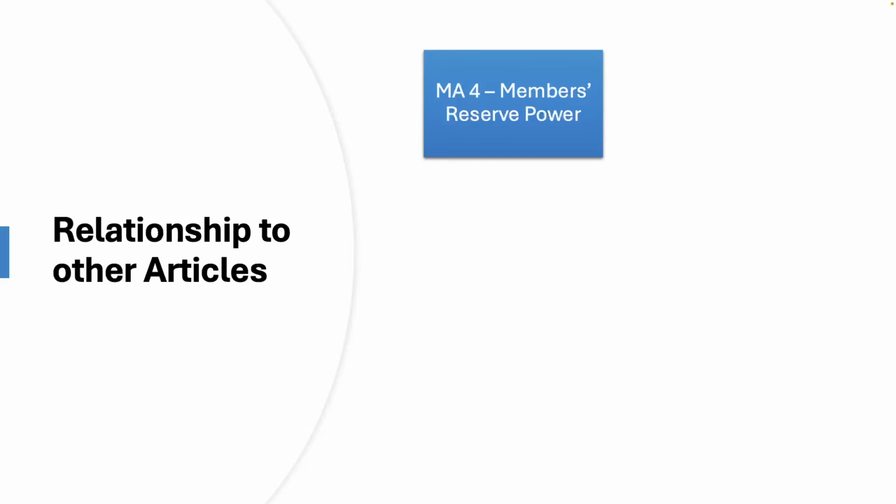So, for example, Model Article 4 refers to the members' reserve power. This article allows shareholders or members of the company to override or to direct directors by way of special resolution. They may direct the directors to either take a decision or maybe refrain from making certain decisions, and so this is an authority that is granted in Part 4 of the Model Articles.